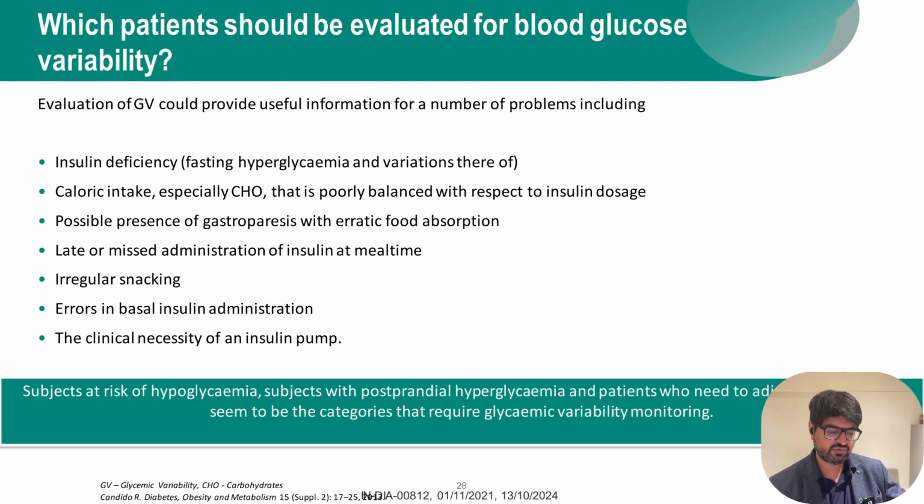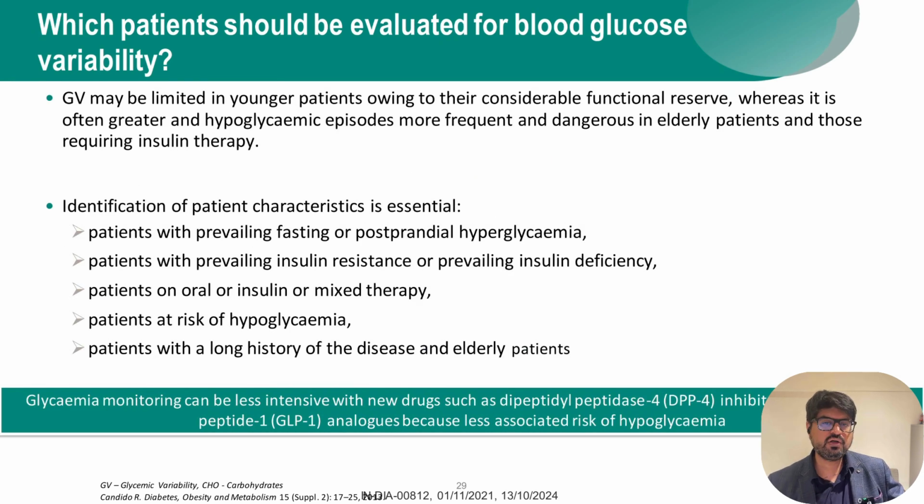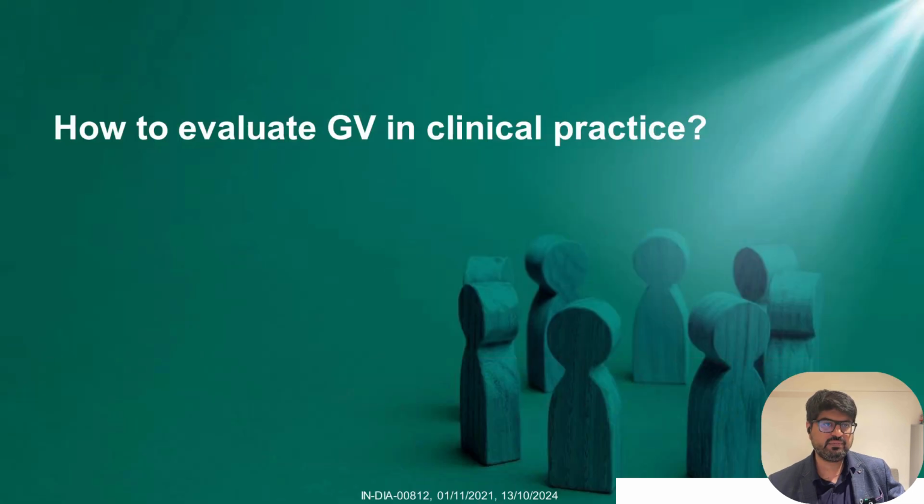So typically any patient with insulin deficiency, for example type 1 diabetes, pancreatic diabetes, etc. Patients who have poor caloric intake or who tend to have very high caloric intake, again you need to look for that. Patients with gastroparesis or erratic food absorption, patients who tend to miss insulin or where compliance is an issue, irregular snacking, patients who have issues in basal insulin administration, all these you should look at glycemic variability for, right? So these are the important patients where you look at glycemic variability.